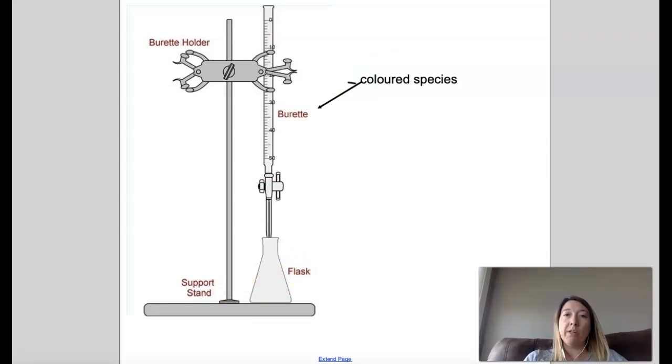And usually what we try to do is in our flask, we try to put the one that is not colored. Okay, sometimes they're both colored. If they're both colored, we're going to put whichever one has the lighter color.